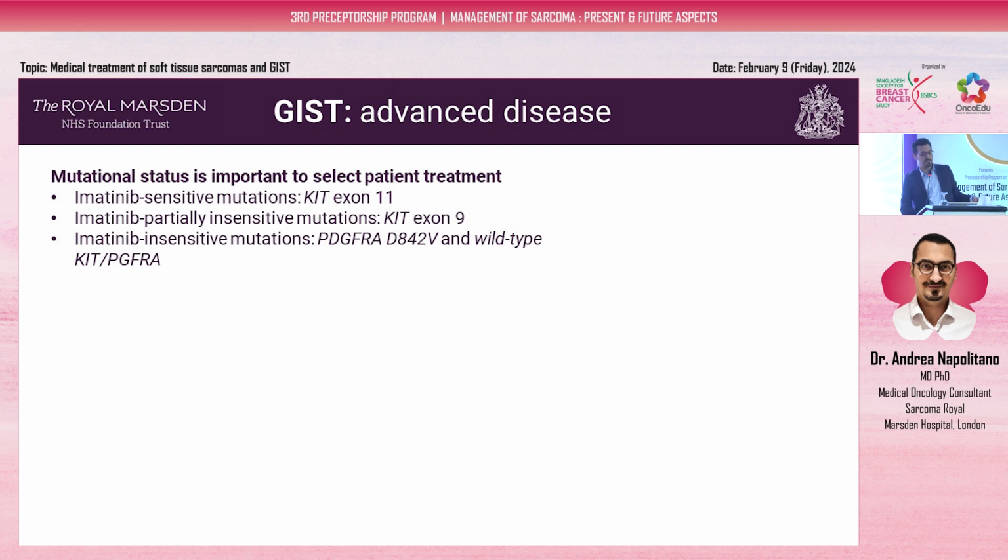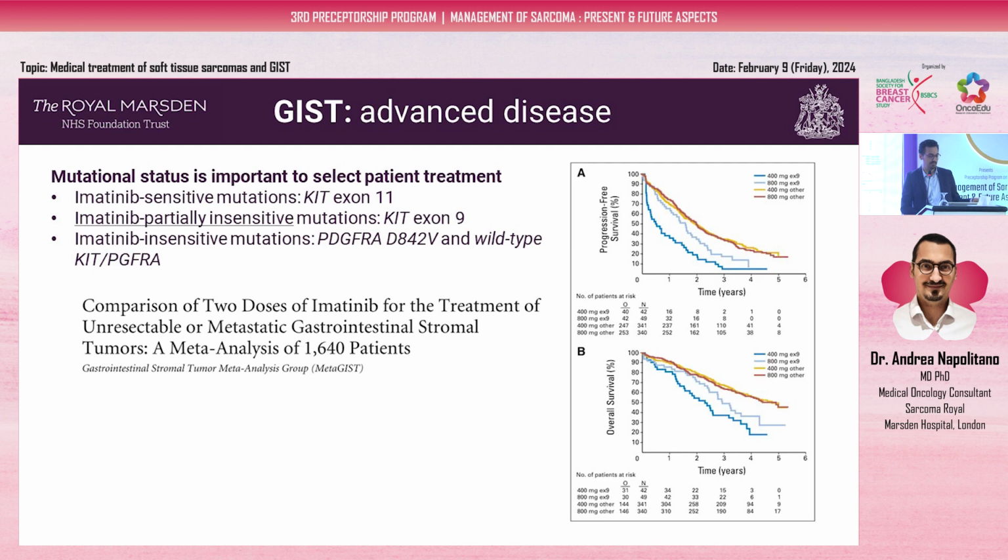Why do we have a difference between KIT exon 9 and KIT exon 11? It's because KIT exon 11 mutations are intracellular, in the juxtamembrane domain, which is the region where imatinib binds. So they are really imatinib sensitive, whereas KIT exon 9 mutations are in the extracellular region of the receptor. So the efficacy of imatinib is not as significant.